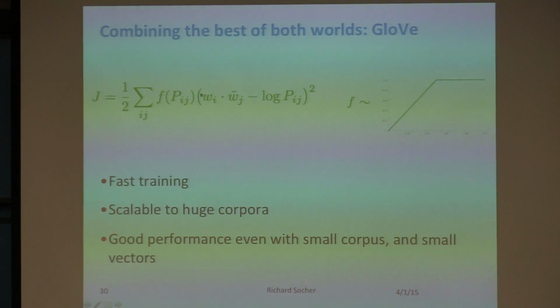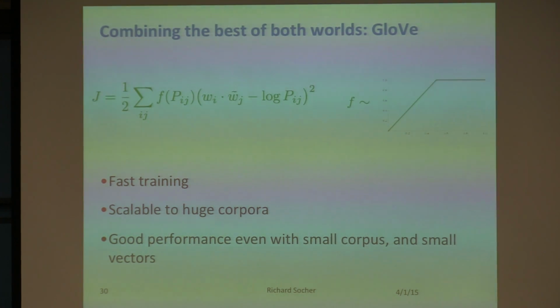And just like before, when I mentioned we actually need to cap certain function words, it also caps these counts here, basically the probabilities, to have a max and then be flat. So this kind of model has very fast training. It can basically be scaled to gigantic corpora.